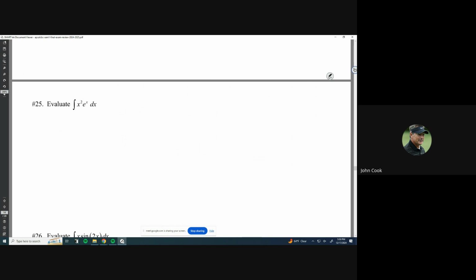Hey, is there any memorized rule for this? No. Is this a simple u substitution? No. Can I do any algebra with it? It literally looks really simplified, so I don't think so. So then I just go right into integration by parts.